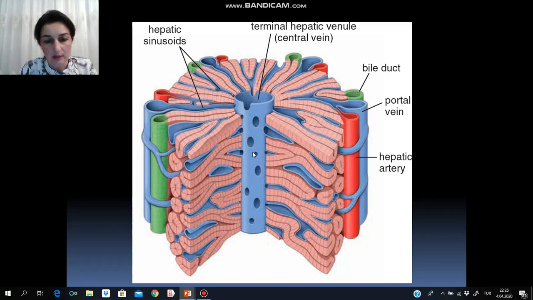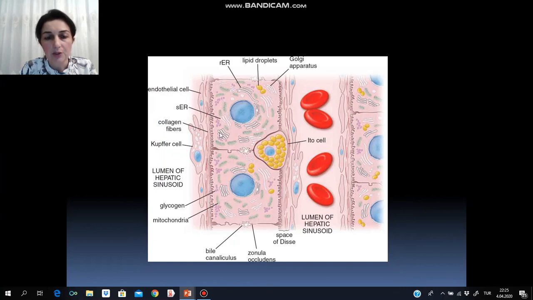So pay attention to this illustration. Now we are looking at the two hepatocytes, between them bile canaliculi. Then this space, pay attention. Then endothelial cells of the sinusoid. So here we will see one sinusoid, on the other side, another sinusoid.